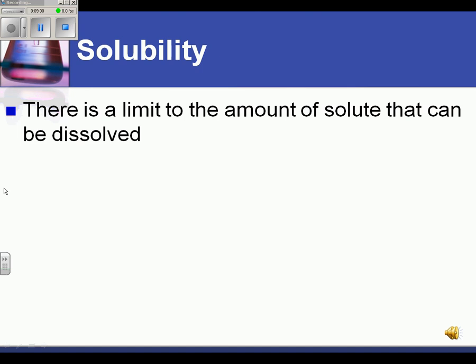Well, at that point, you have reached solubility. That is what that limit is called. Now, we have lists of solubilities of lots of different compounds, and they're determined experimentally. Now, they have kind of strange units. It's grams of solute, so how much can dissolve in 100 grams of solvent, and that solvent is usually water.